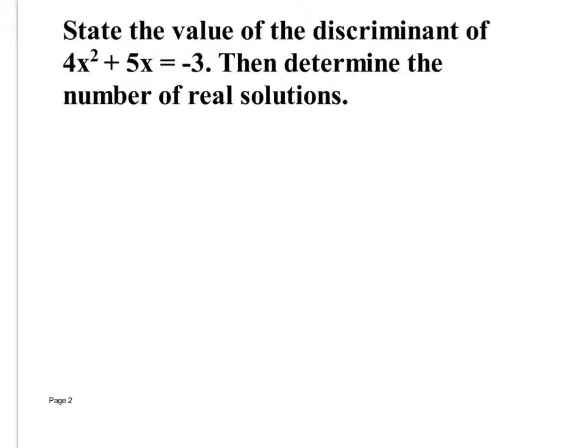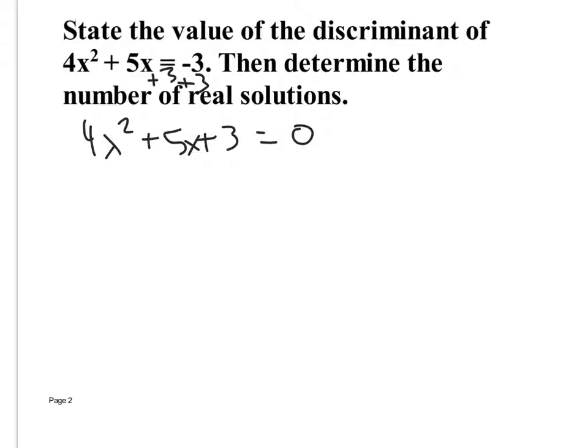So they're going to give you this. So write this down. The problems are going to say, what is the value of the discriminant of this quadratic equation? And then you determine the number of solutions. Right? So first thing is this isn't in standard form of a quadratic equation because it's not equal to 0. You need it equal to 0, so you have to add 3 to both sides. So now you have 4x squared plus 5x plus 3 equal to 0. Now you can figure out what the discriminant is.